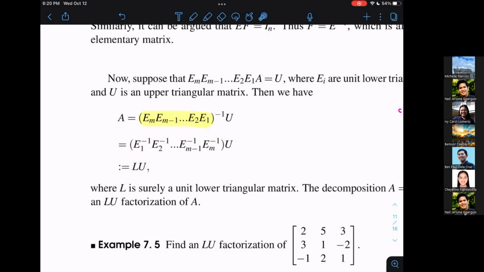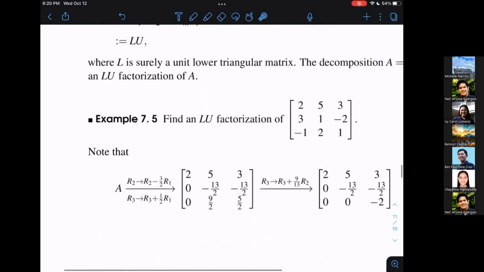And that suffices our purpose of finding a lower unit triangular matrix L. Okay? Is that clear? Any questions so far before we go to the examples? Or masyado bang mathematical yung treatment? But anyway, that's okay. Then let's look at a couple of examples.